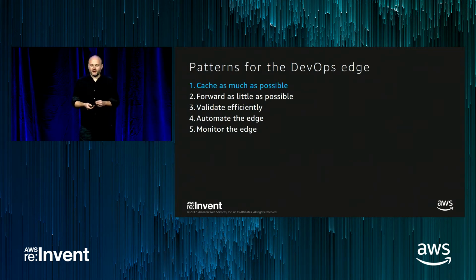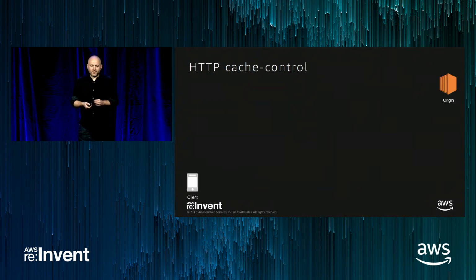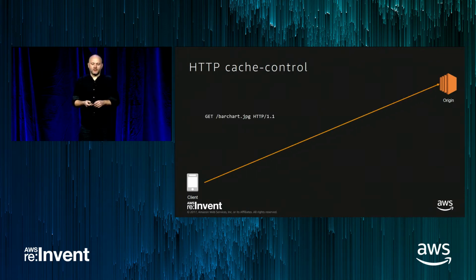So let's just talk about caching as much as possible. I'm going to explain how HTTP cache control works. This is not specific to CloudFront at all. This is just the HTTP specification. In this example, I've got the origin and a client. The client is going to make a request to the origin. The first thing it does is issue a request, so you can see here that I'm going to get barchart.jpg. I've specified HTTP 1.1. A key point to note is that CloudFront also supports HTTP 2, which provides better performance, but I'm not going to focus on that. I'm just focused on the HTTP request itself.